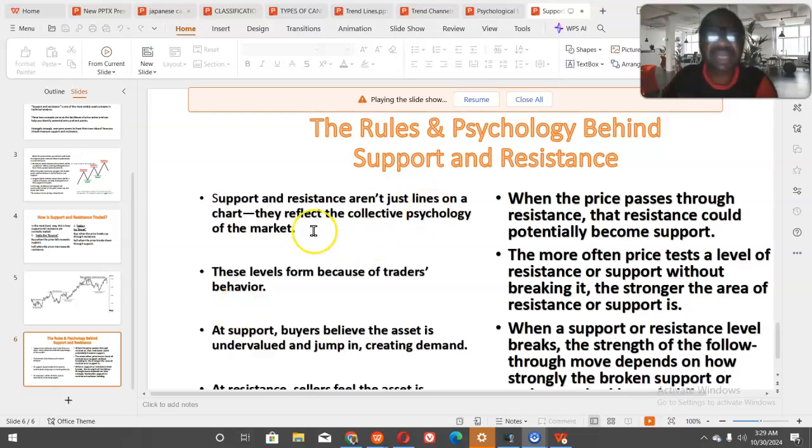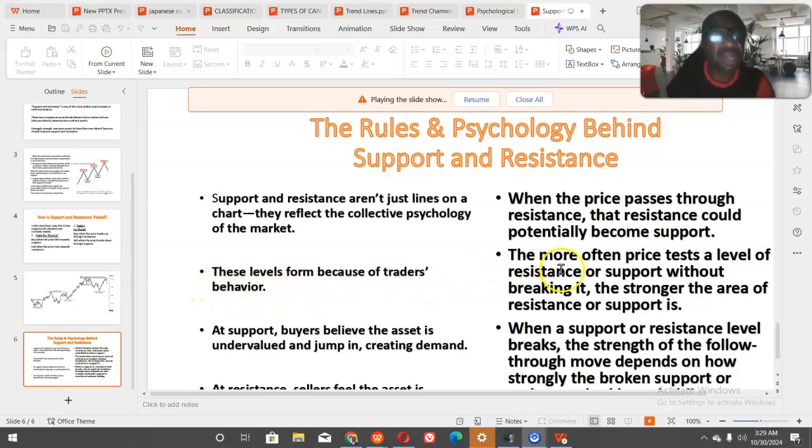All right, let's look at the rules and the psychology behind support and resistance. The psychology of traders. Support and resistance aren't just lines on a chart. They reflect the collective psychology of the market. So what that means is when price passes through a resistance, that resistance could potentially become a support. Now, these levels form because of what?